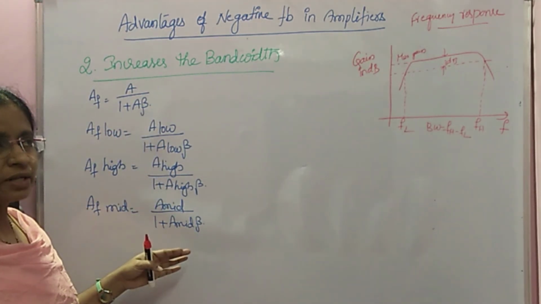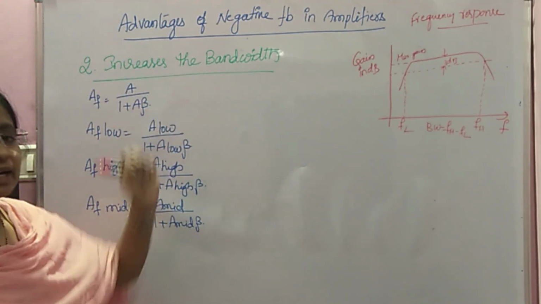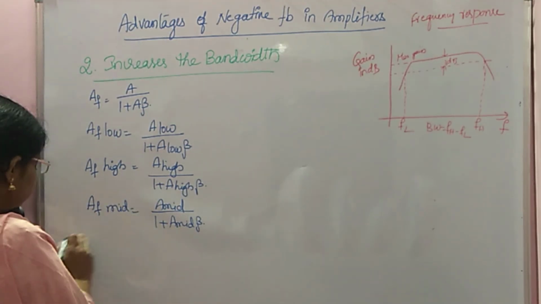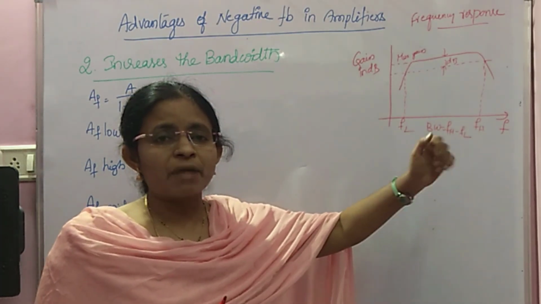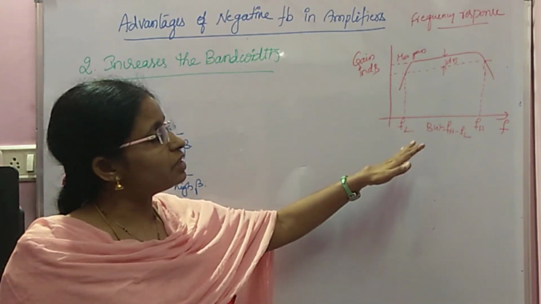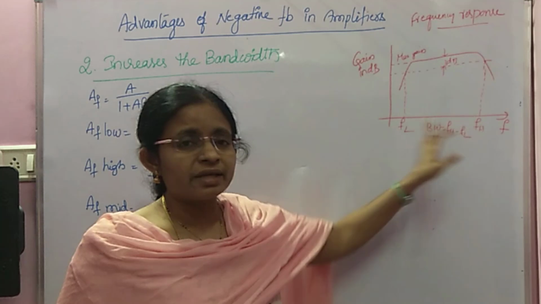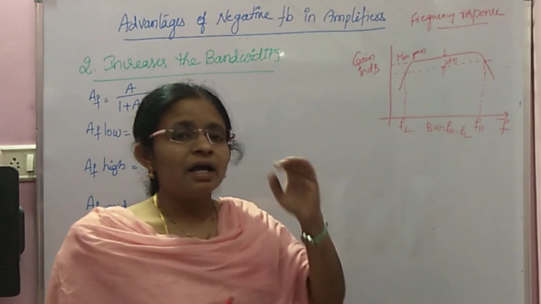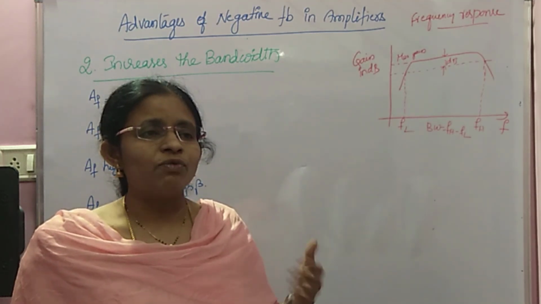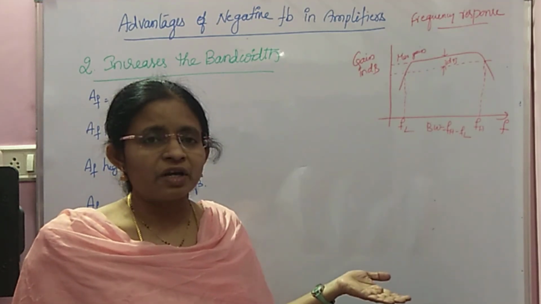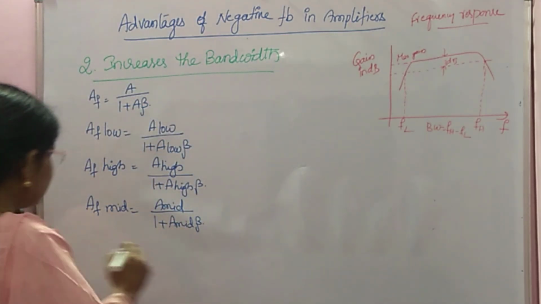By using these 3 equations, we are going to see what is happening to the bandwidth if you apply a negative feedback. Bandwidth is FH minus FL, upper cutoff frequency minus lower cutoff frequency. Now with the application of negative feedback, there exist changes for higher cutoff frequency and lower cutoff frequency. So now I'll explain the effect of negative feedback on lower cutoff frequency, and then the effect on higher cutoff frequency, so that we get the effect on bandwidth totally. So let me start.